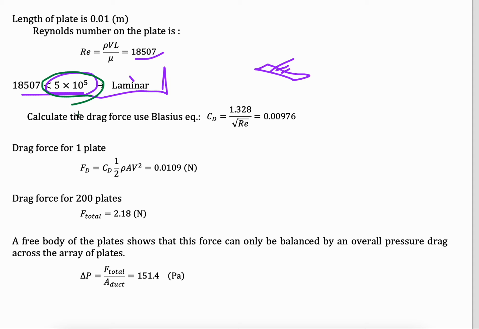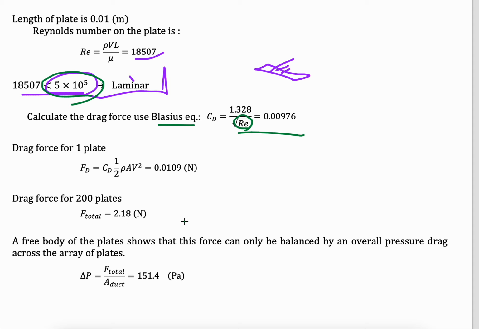Because the flow is laminar, we are using the Blasius exact solution. So this is the CD. We can substitute the value of the Reynolds number here, and then it is equal to 0.00976. Then we can calculate the drag force for one plate, and multiply by 200 to get the total force of 280 Newton.